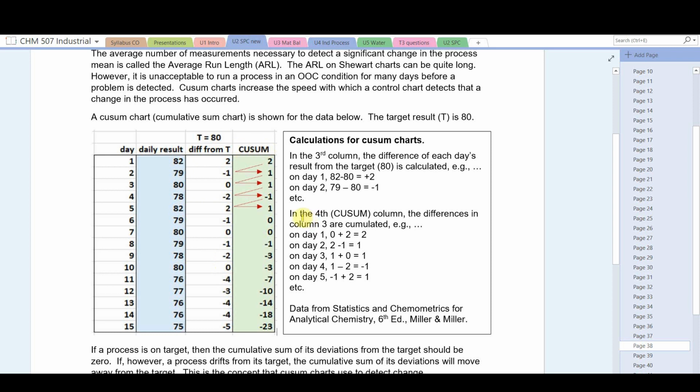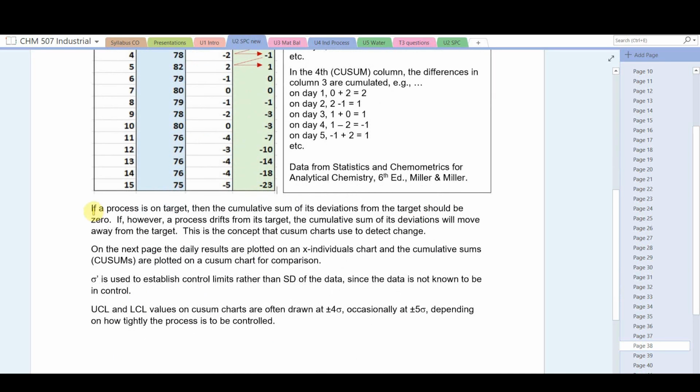In the fourth column, the Qsum column, the differences of column 3 are simply accumulated. So here we have 2 plus 0, well that's 2. 2 plus negative 1 is plus 1. 1 plus 0 is 1. 1 minus 2 is negative 1. Negative 1 plus 2 is 1, and so on. If a process is on target, then the cumulative sum of its deviations from the target should be 0.